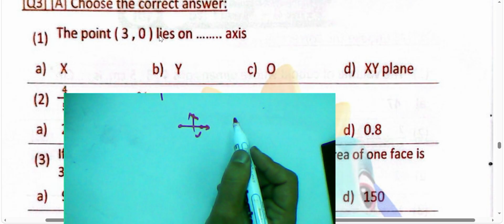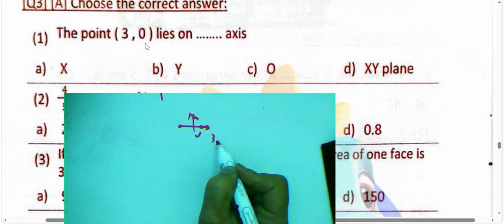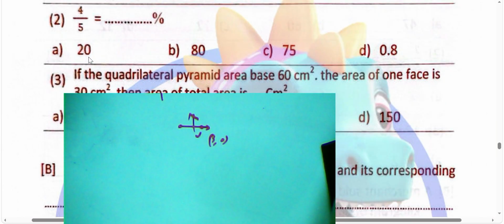Choose the correct answer. Point 3 and 0 lies on the x-axis. We have the x-axis and y-axis. The point here is 3 and 0. The point lies on the x-axis. Why? Because the coordinate y equals 0. Then the point 3 and 0 lies on the x-axis. Choose letter A.